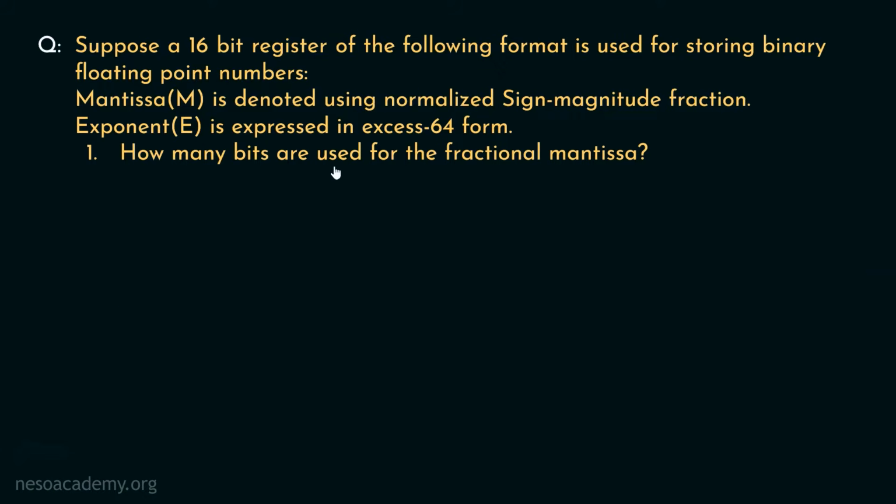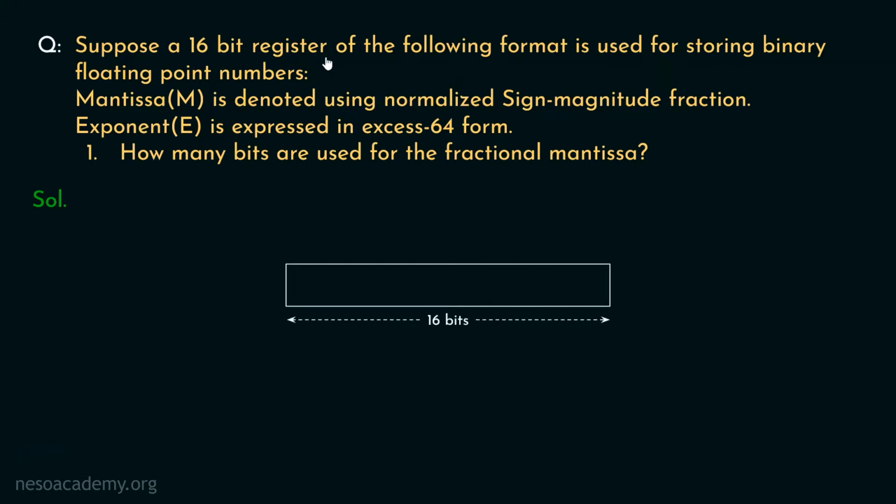How many bits are used for the fractional mantissa? So let's try to solve it. Now if you notice, here we are talking about a 16-bit register, aren't we? Now in that particular 16-bit register, we know we are going to assign the first bit of the bit pattern, that is the MSB, as the sign of that particular number. Now notice carefully, the exponent e is expressed in x64 form, right? Therefore, the x64 bias is used.